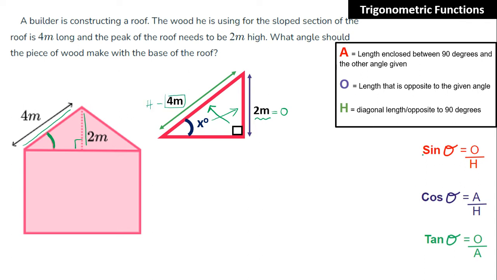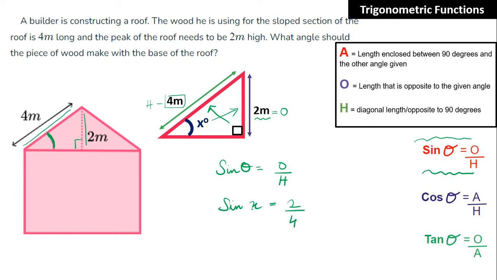Now you can see out of sine, cos, and tan, when I have opposite and hypotenuse, I'm going to be using sine. So sine theta is equal to opposite over hypotenuse. I can just replace my variables there: theta is x degrees, opposite is 2, and the hypotenuse is 4 meters.